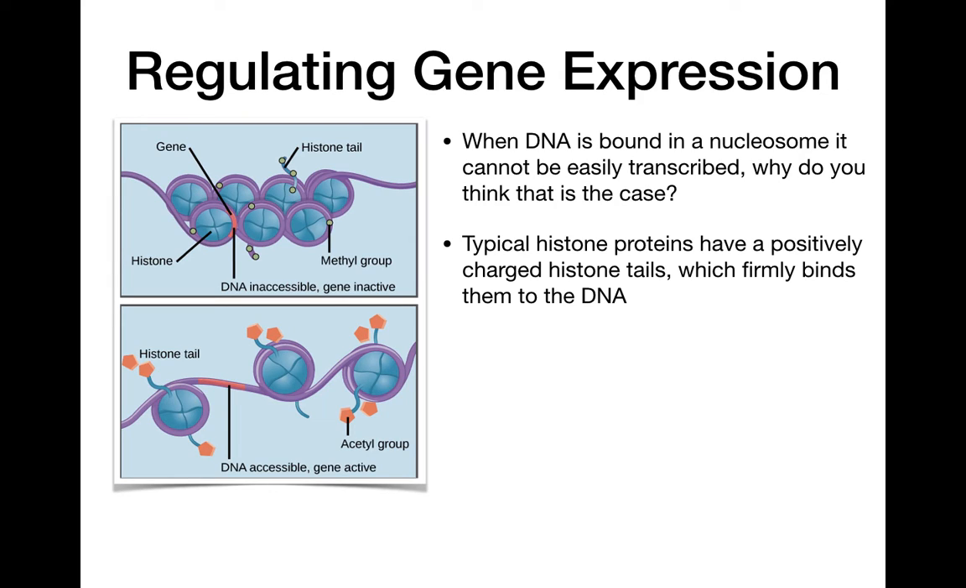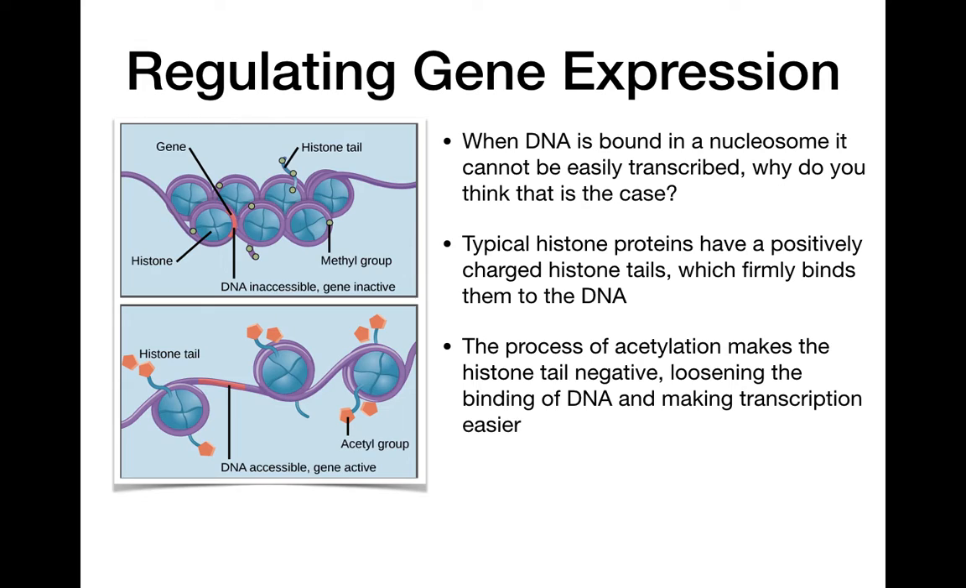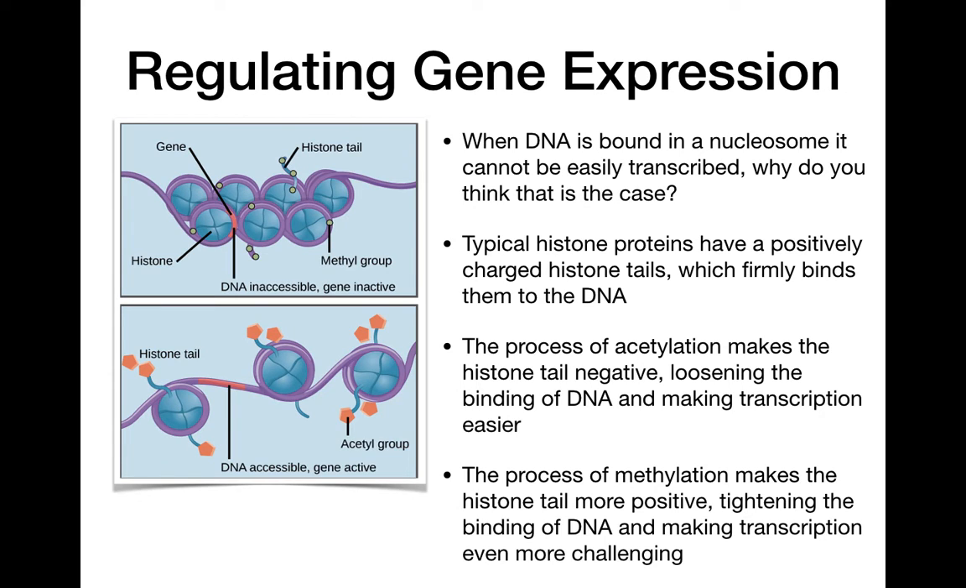Now, what we can do to access things is acetylate, or do acetylation, adding an acetyl group to a histone tail, which makes it looser. So it loosens the binding. Here we can see acetylation happening. That loosens the attraction because it's a negatively charged group, and that loosens the DNA binding and makes transcription easier to happen.